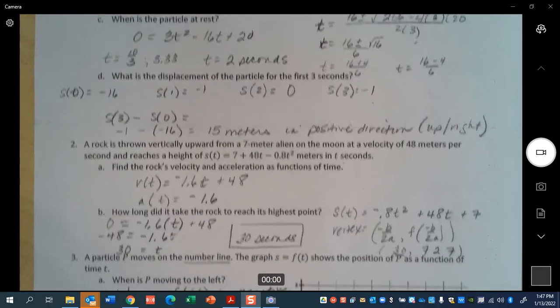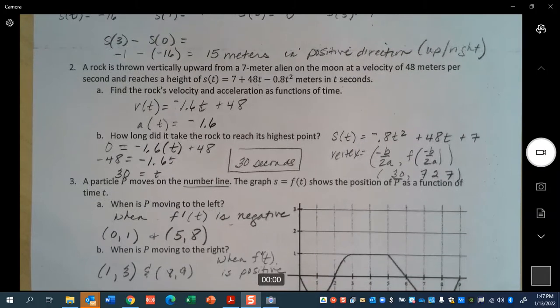A rock is thrown upward from a 7-meter alien. He's 7 meters tall, so that's where the rock is starting. I guess he's holding it on his head. At a velocity of, here's your velocity here, that's the push, 48 meters per second, and it reaches a height of, this is my output with this equation, meters in 2 seconds.